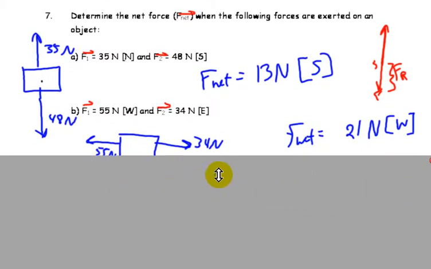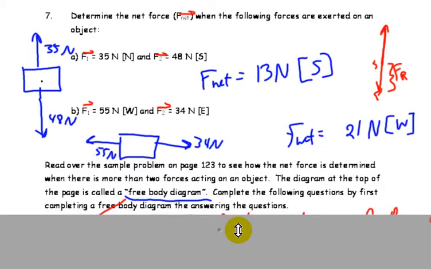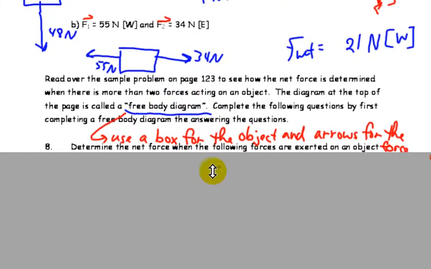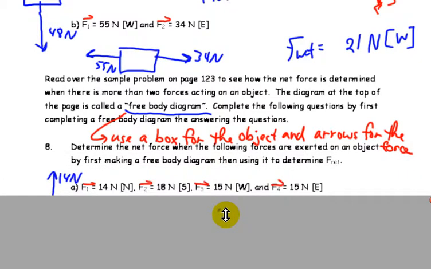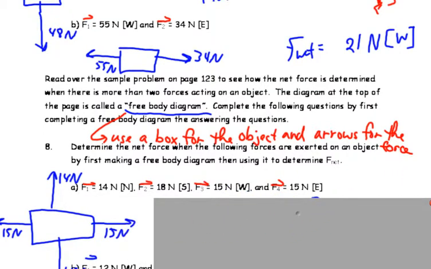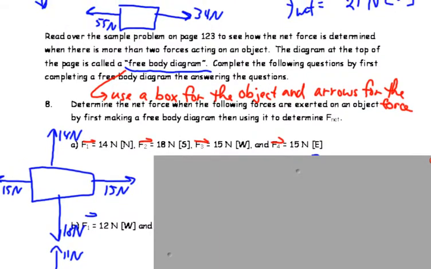So relatively easy there. Just simply drawing out the diagram and then going from there. Here I go into more detail about what a free body diagram is. Don't spend a lot of time drawing the object, just simply draw a box, that's good enough. If I have a scenario like this, 14 newtons north, 18 newtons south, 50 newtons west, 50 newtons east, it would look something similar to this.